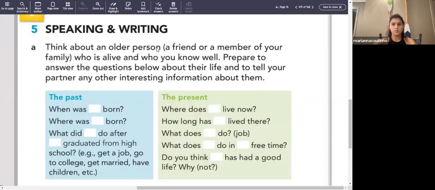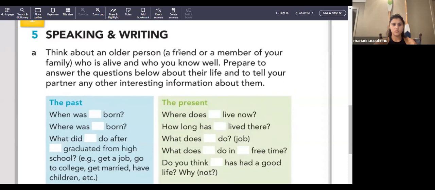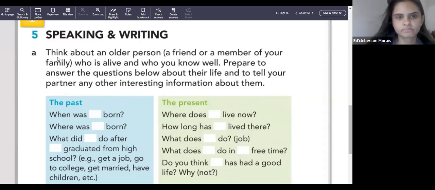So let's go back to our book, okay, Mari? Please open it to page 75. Okay. And here we go. Could you read for me, please?